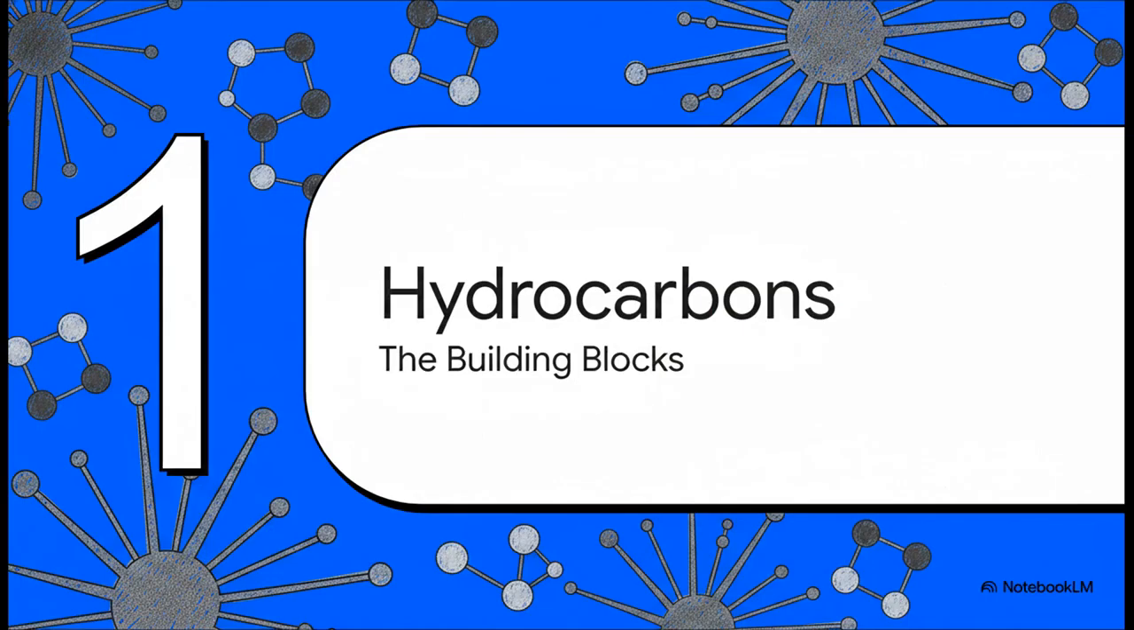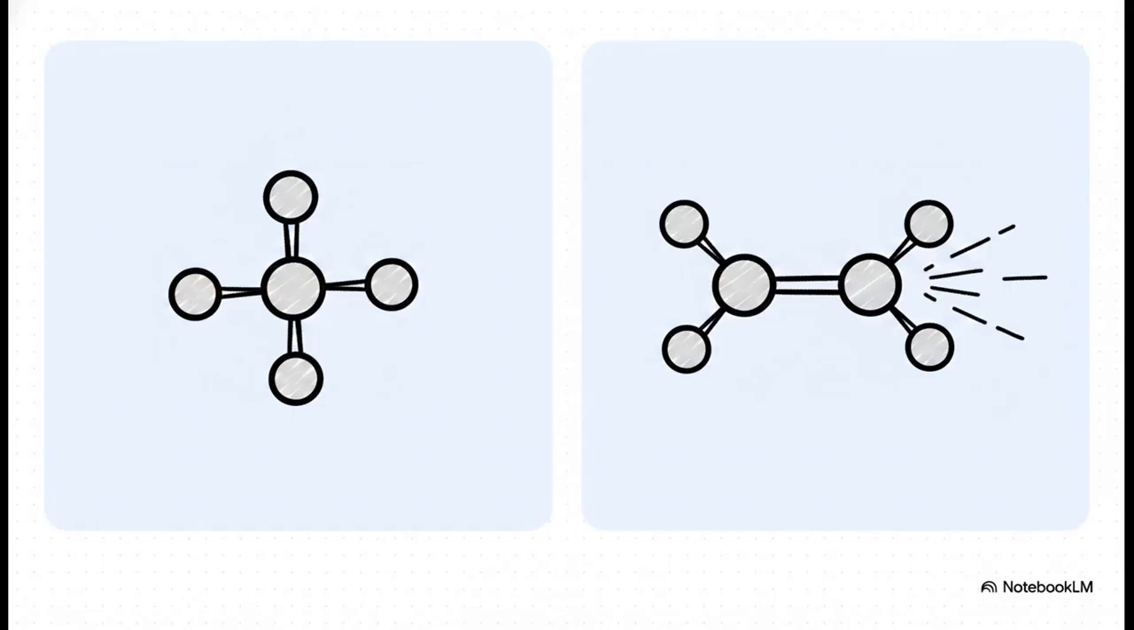Section 1. Hydrocarbons, the building blocks. To really get how these materials are built, we've got to start small, like absolute smallest scale: hydrocarbons. And it's crucial to distinguish between the two main types here. On one hand, we have saturated hydrocarbons. This is where all the bonds between carbon atoms are single bonds. Because they're single, the molecule is essentially full. No new atoms can join the party.